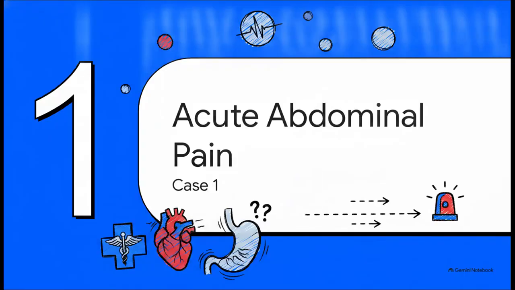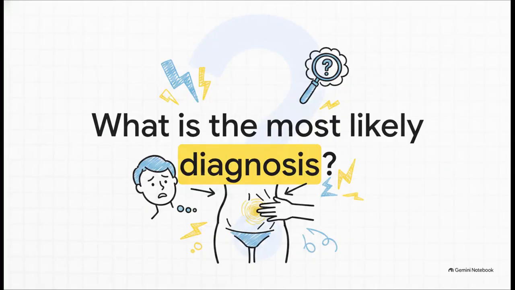Okay, case number 1, acute abdominal pain, specifically appendicitis. Let's get right into the emergency department mindset. So here's your first vignette. Picture a 45-year-old female who comes in with sudden onset, severe abdominal pain. It's totally localized to the right lower quadrant.